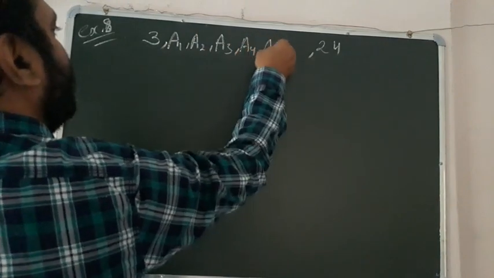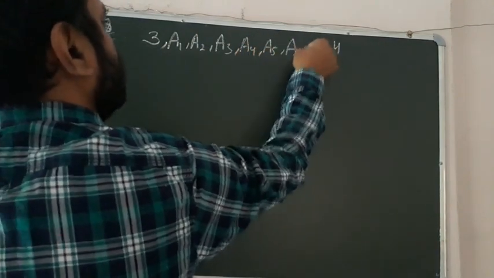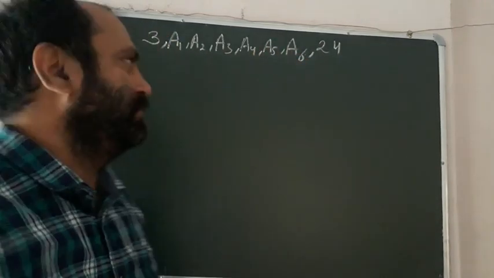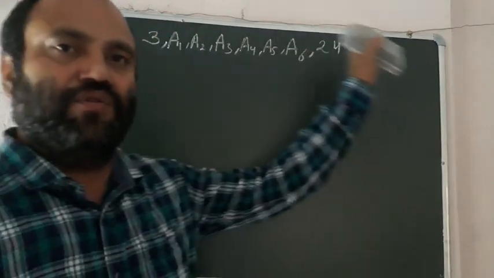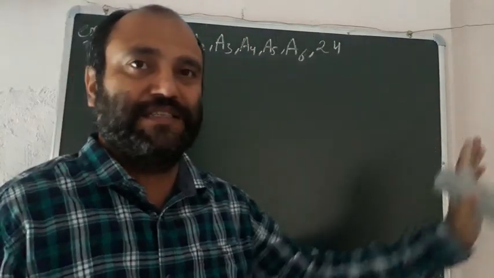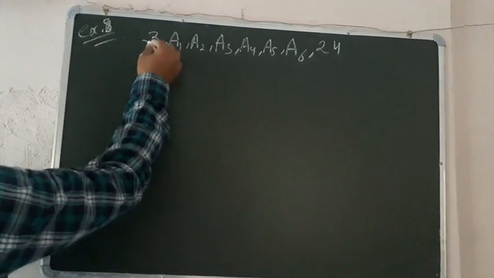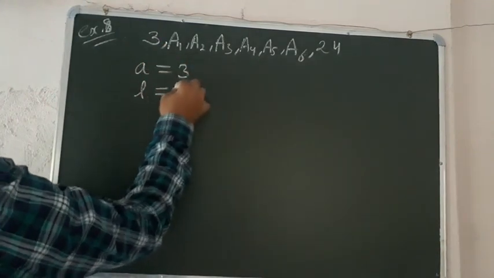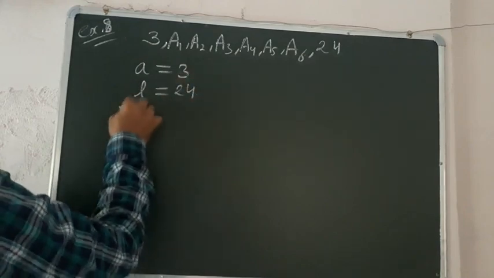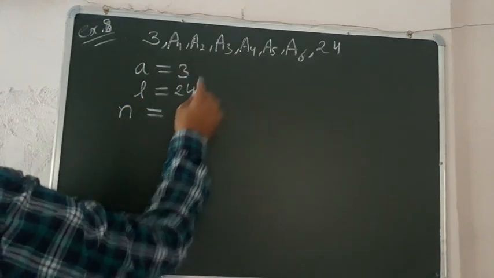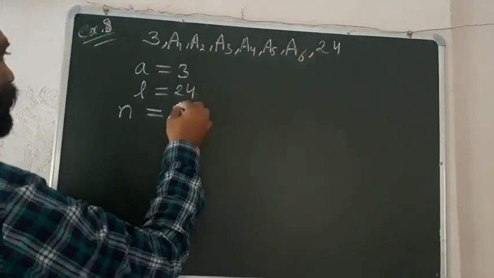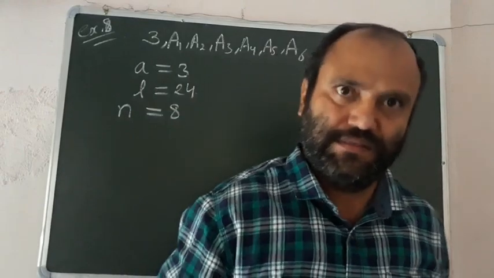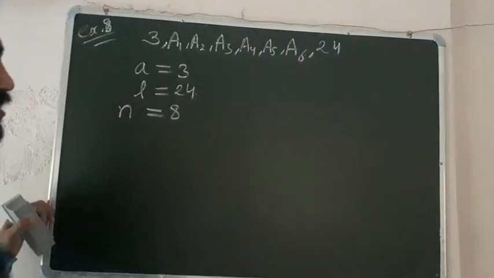A4, A5 and A6. So these are the numbers which we have to insert in between 3 and 24, so that the resulting sequence is an AP. As you see, its first term is 3 and its last term is 24, and the number of means is equal to 6. The 2 end terms are added, 6 plus 2, that is 8 numbers in this sequence. So the value of n is equal to 8.